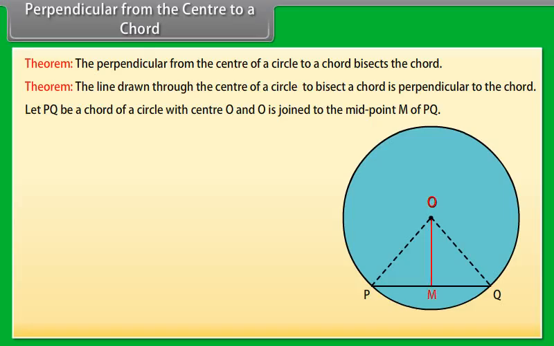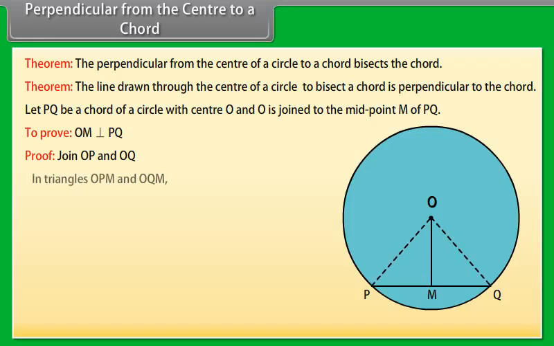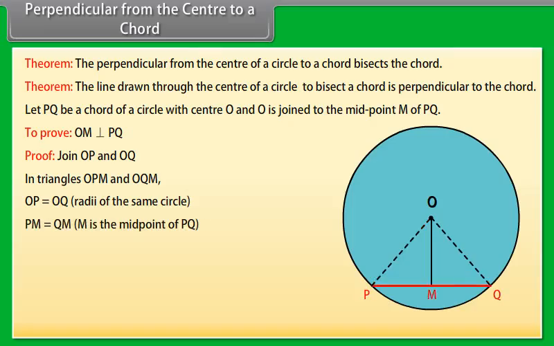the midpoint M of PQ. To prove, OM is perpendicular to PQ. Proof. Join OP and OQ. In triangles OPM and OQM, OP is equal to OQ because these are the radii of the same circle. PM is equal to QM because M is the midpoint of PQ. OM is equal to OM, common.